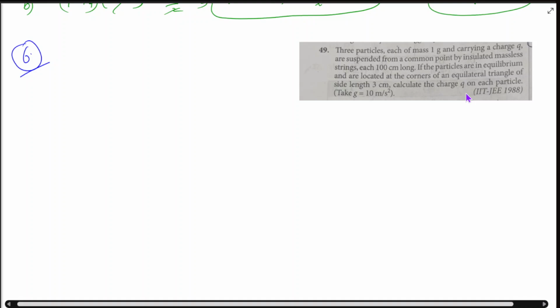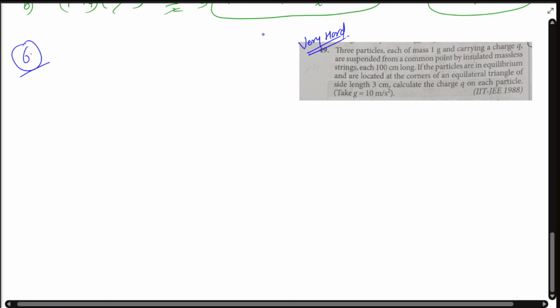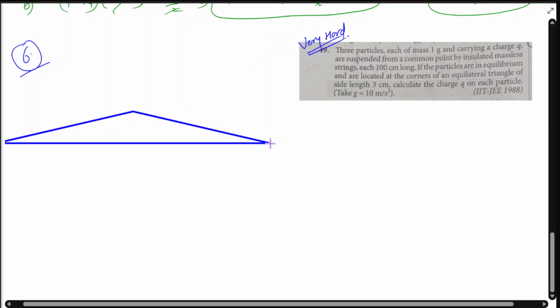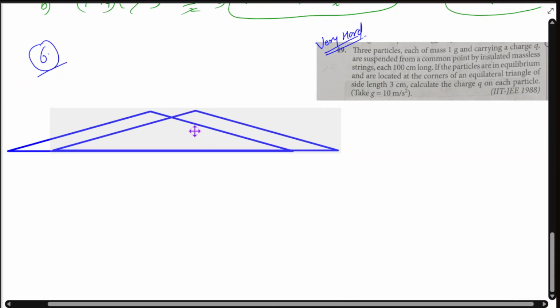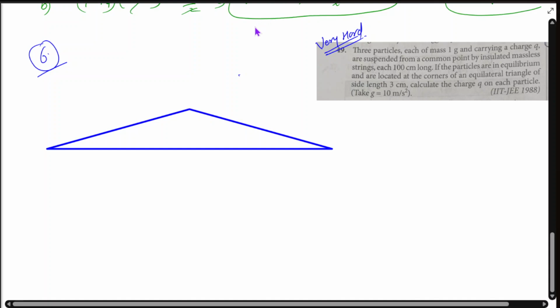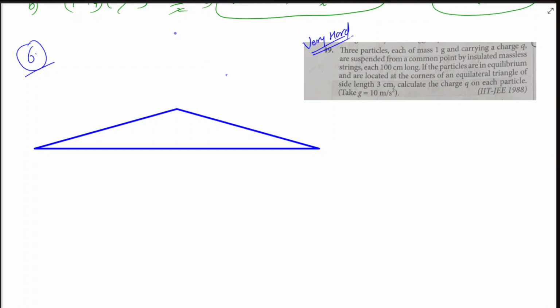Wow, this is again a very hard question, I say. It's a tough question. Okay, let's try to solve it. So we have this equilibrium, we have this triangle, and this is our point. Let's say this is our point, right?